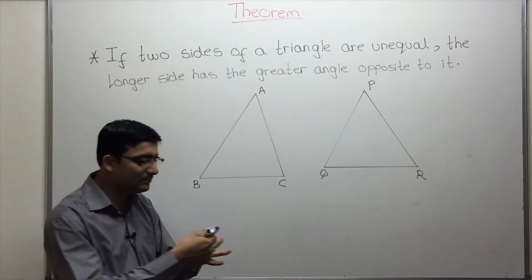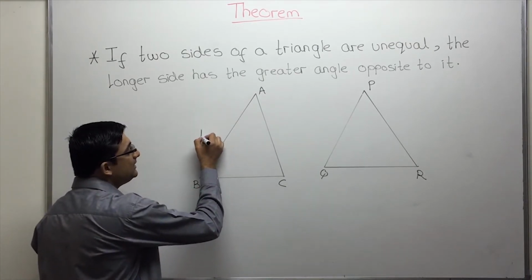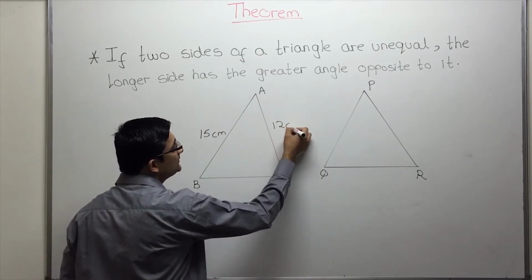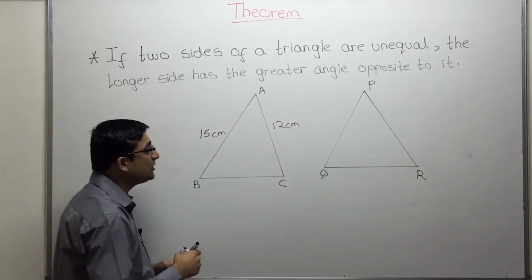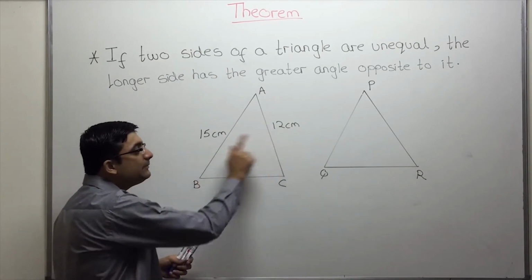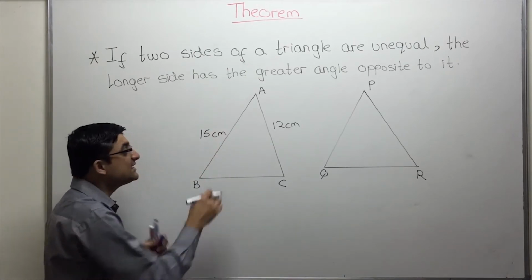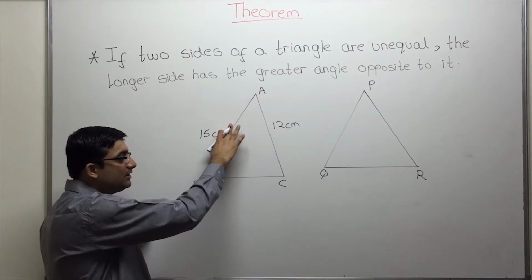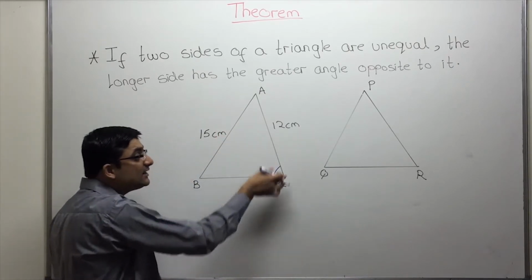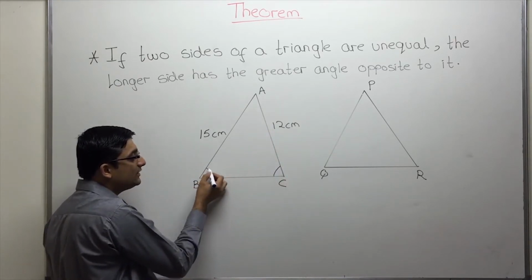Let's understand this with the help of an example. Let's take a triangle ABC. So let's say AB is 15 centimeters and let's say AC is 12 centimeters, right? So now AB and AC both have different measures. Between AB and AC, which is longer? AB is longer. So what this theorem is saying is that the angle opposite to AB, what is the angle opposite to AB? Angle C, will be greater than the angle opposite to AC. What is the angle opposite to AC? Angle B over here, right?